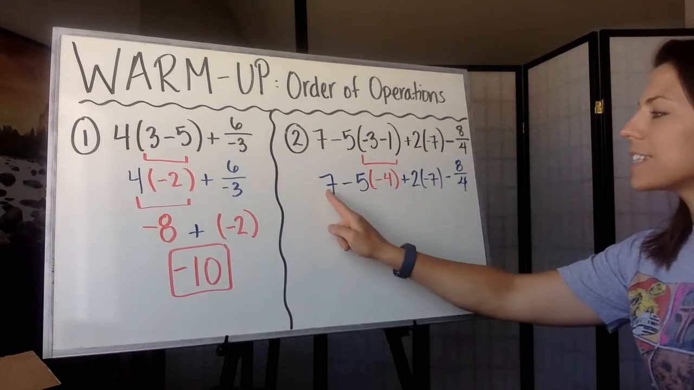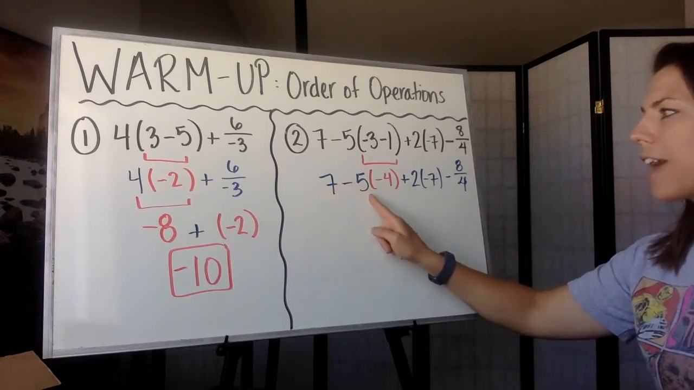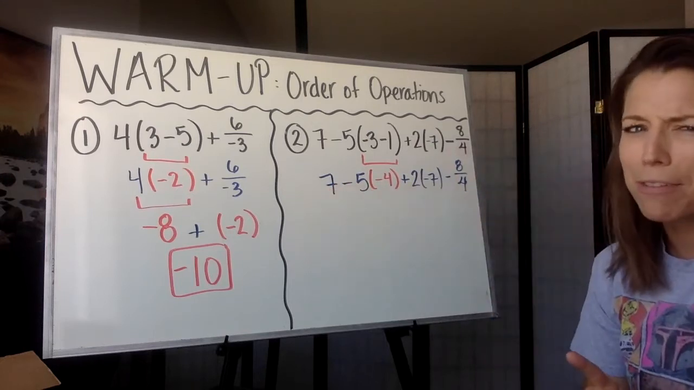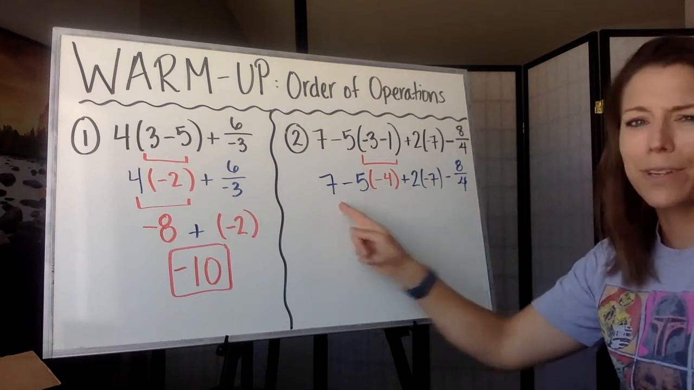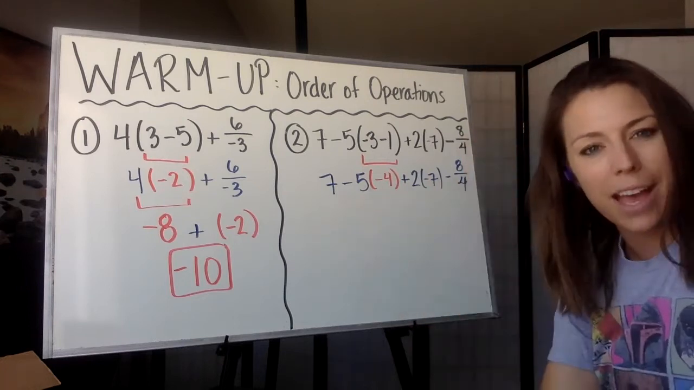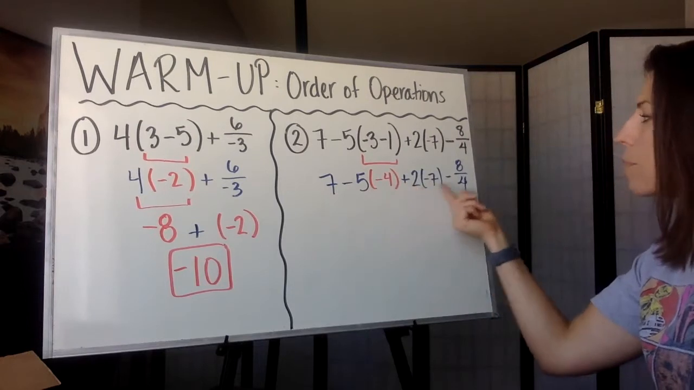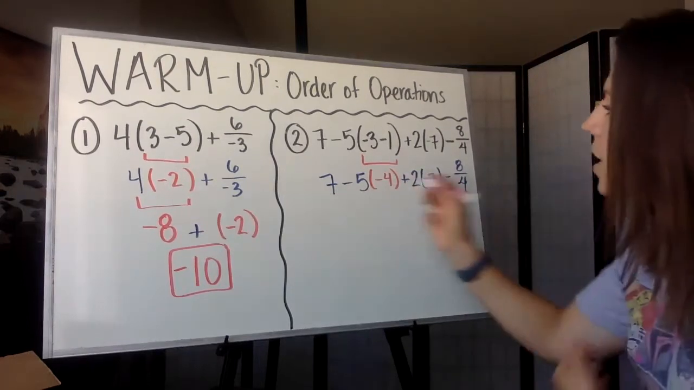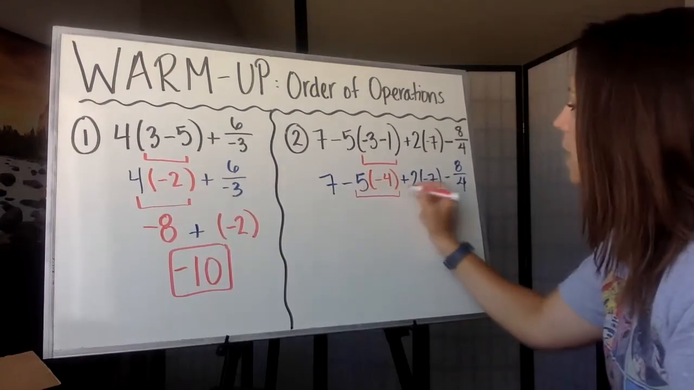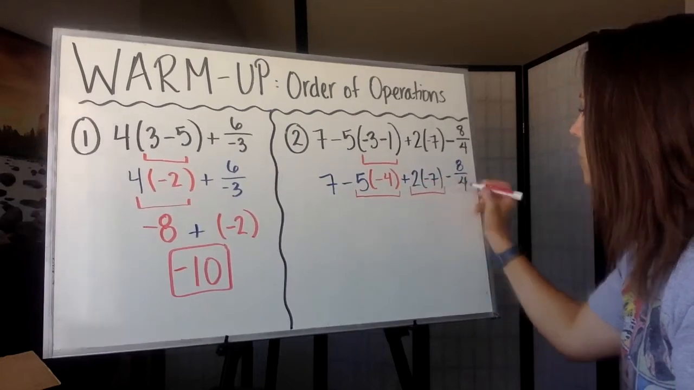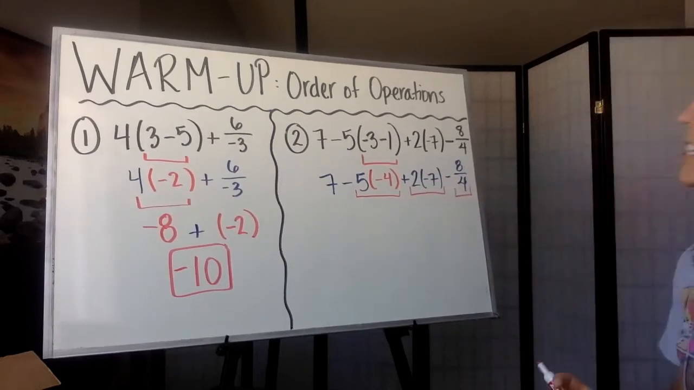So I look at this and I look at 7 minus 5. A lot of students will want to do that first. But why would I do that first? That's subtraction. We know that comes last. Let's do all the multiplication and division next. So here we're going to multiply 5 times negative 4, 2 times negative 7, and then we're going to divide 8 by 4.